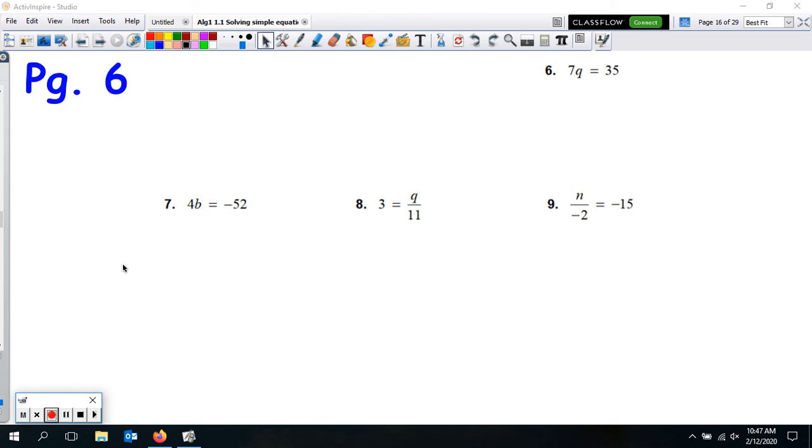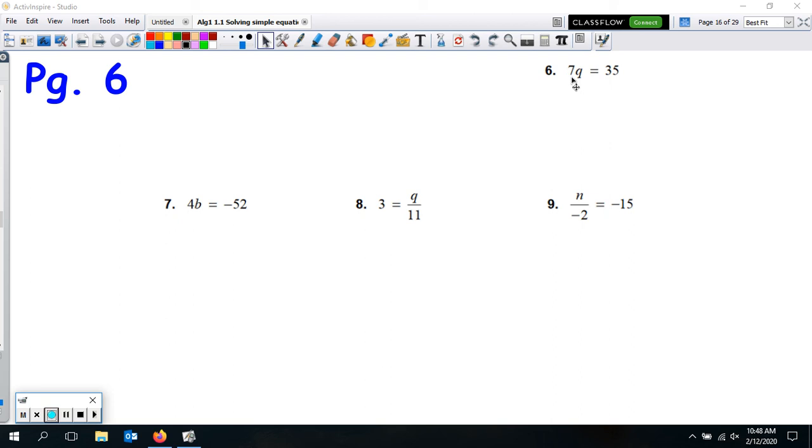Okay, so back to page 6 with our extra practice. So here now, these next ones, the 6 till a 9, is going to be using those properties with multiplication and division. So as you can see here, there's no subtraction or addition symbols between the variable and a number. What we have instead, like on number 6 there, is you have a 7 in front of your variable q. So this signifies or represents the multiplication operation. This means 7 times q.